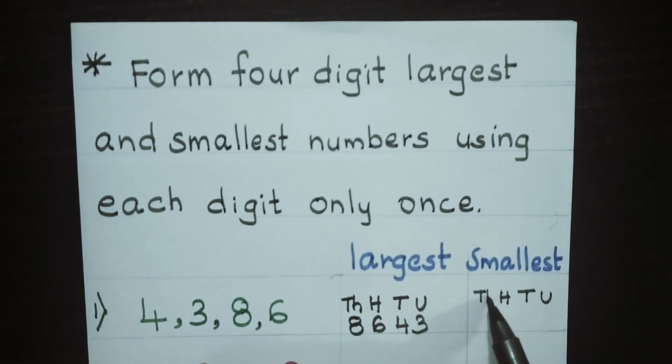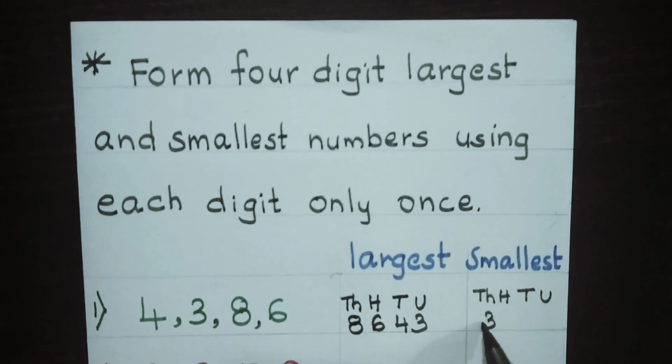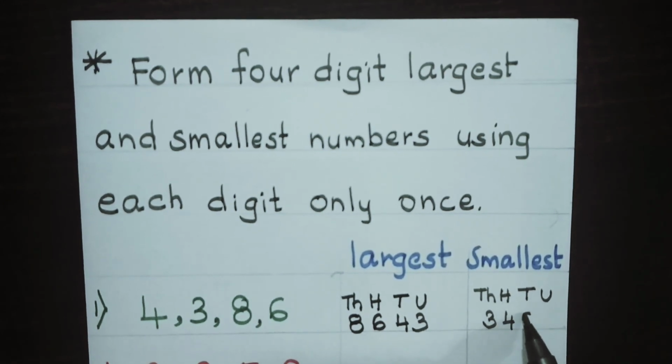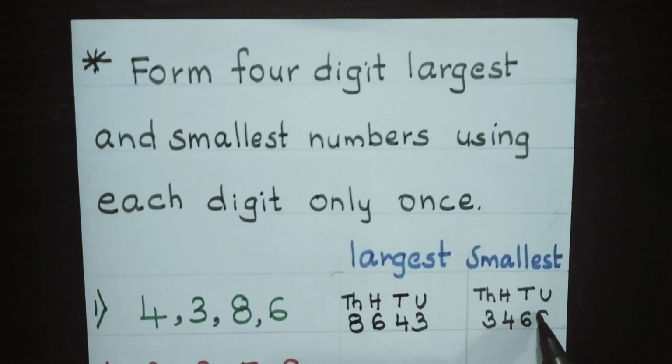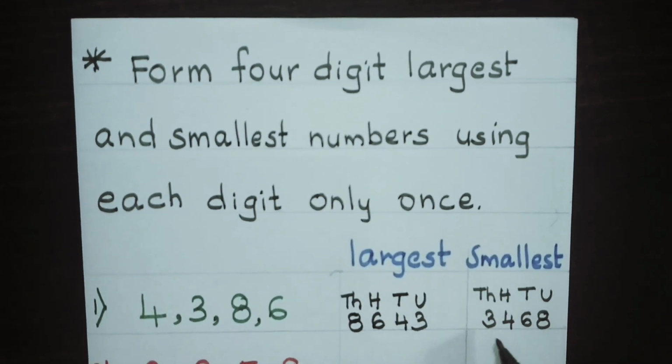Now you have to make the smallest number by using the same digits, 4-digit number. So see the smallest number, 3 you have to write, then 4 at the hundred place, 6 at the tens place, and 8 at the unit place. So this is a 4-digit smallest number, 3468.